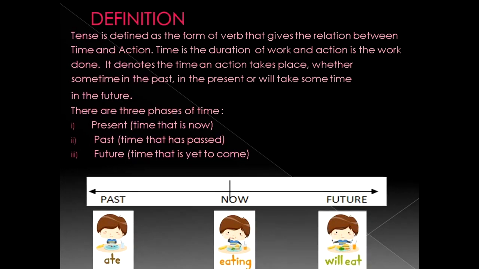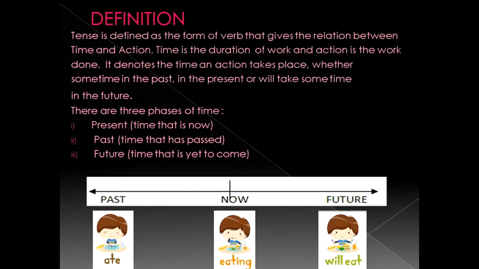It denotes the time an action takes place, whether sometime in the past, in the present, or will take some time in the future. Now, there are 3 phases of time: present, the time that is now going on; past, time that has already passed away; future, time that is yet to come. Now, this will be more clear through these pictures.